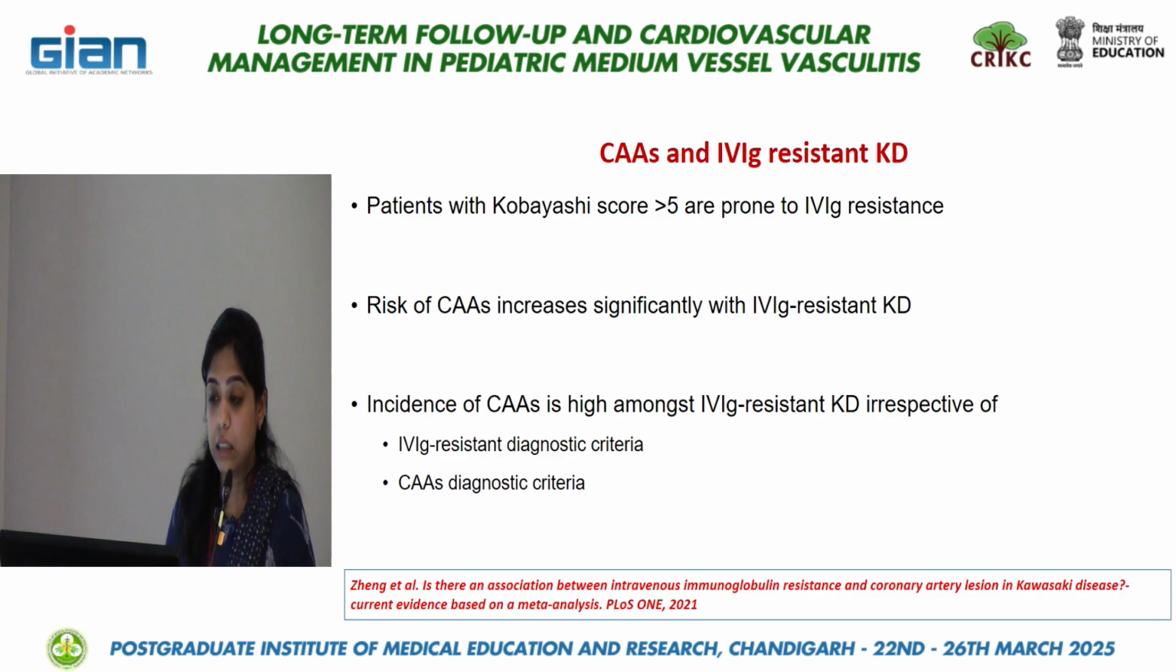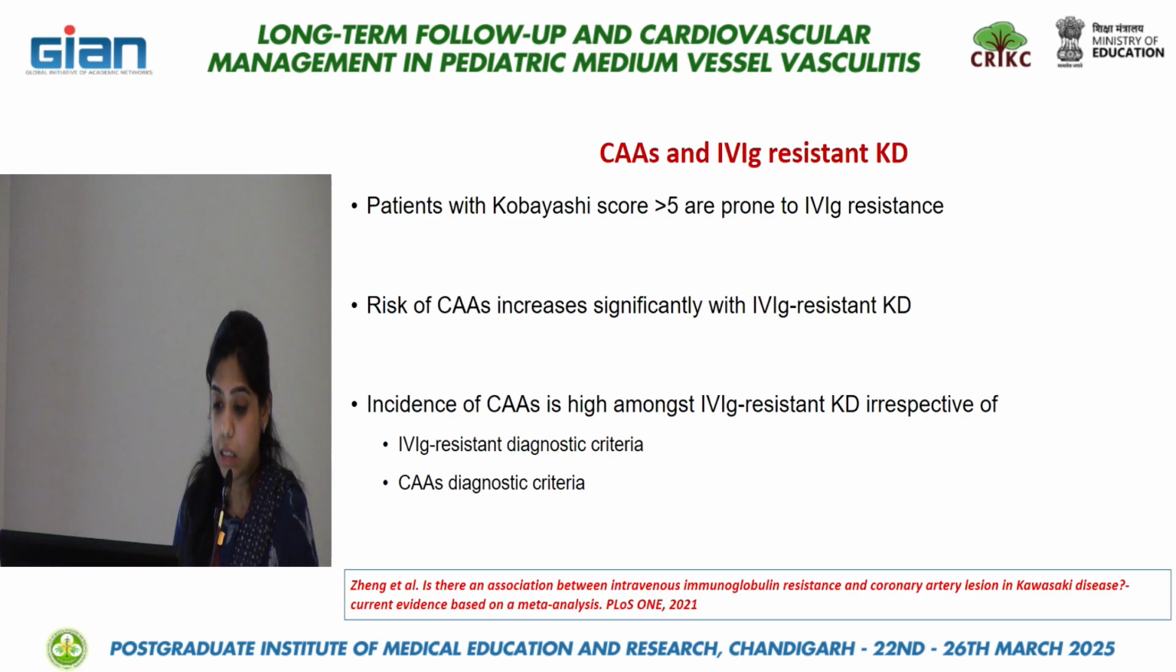Coming to the next thing, there are scoring systems like the Kobayashi score, which predicts IVIG resistance. This scoring system does not predict the risk of coronary artery abnormality, but predicts the risk of IVIG resistance. We always say that when there is IVIG resistance, there is an increased risk of coronary artery abnormality.